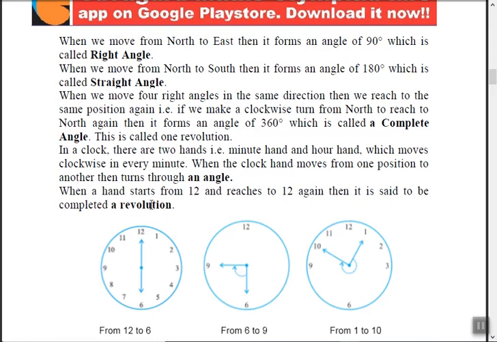Similarly, Earth revolves also through a complete angle. It starts from one point at the starting of the year and comes back to the same point at the end of the year, right? That is called revolution. Okay, next.